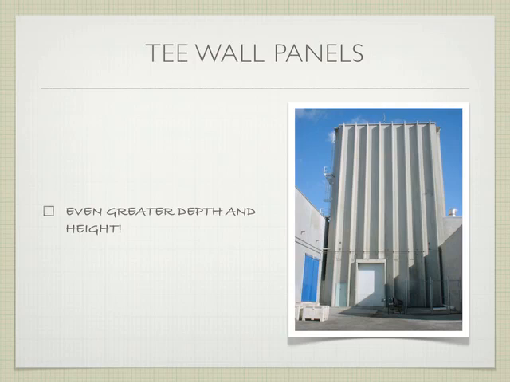Even greater depth and height, because we've got the T-wall panels. They can be single Ts, they can be double Ts. It just depends a little bit. Now, if we look at a building like this that's built out of these prefabricated elements, you notice something that's kind of missing?